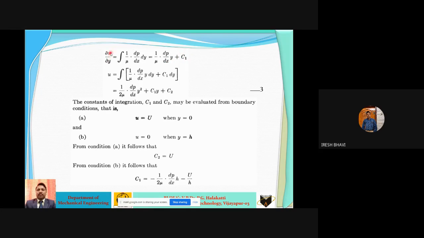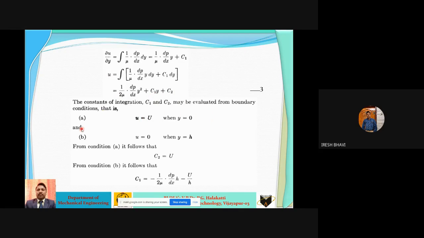Now integrate it one more time. So you will get u is equal to the integration of this part, that is 1 by mu into dP by dx into integration of y, which is y square by 2, plus c1 into integration of dy, which is y, plus an integration constant c2. Okay, so u is equal to this equation. Now you have to find the constants of integration c1 and c2 by substituting the boundary conditions.